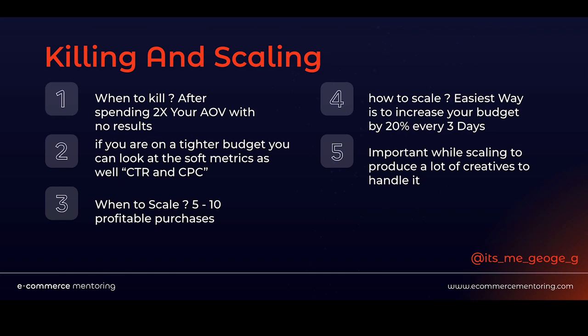So usually on my test, I would like to have 5 to 10 profitable purchases at a high ROAS, so a 2.5 to 3 ROAS. I would not scale an ad set with just a little profit. So if I'm getting 1.8 or 1.9 ROAS, I actually would not scale. I would optimize the business first to increase my ROAS before adding more budget, because that would just make me unprofitable. Now, how do we scale?